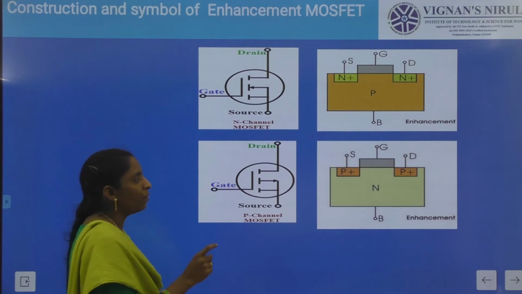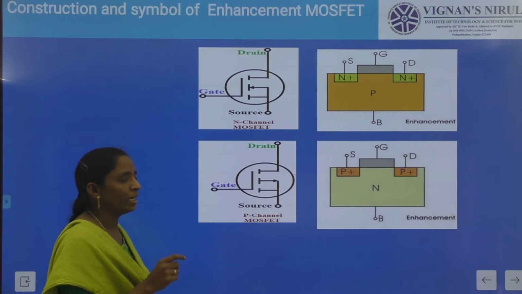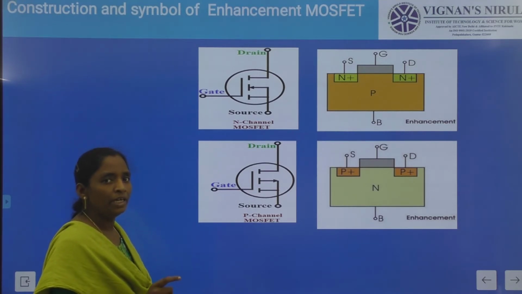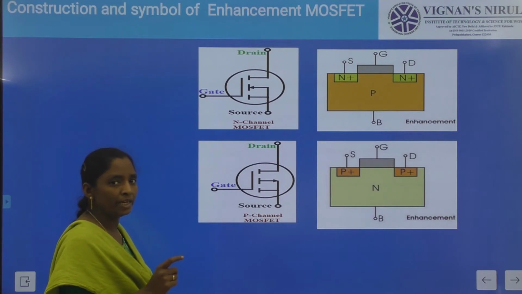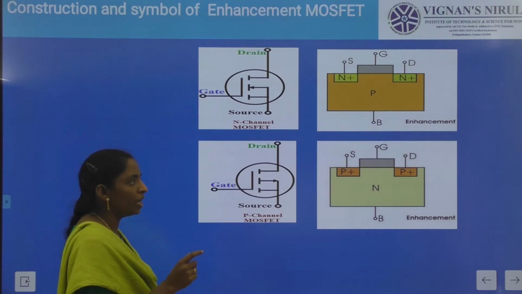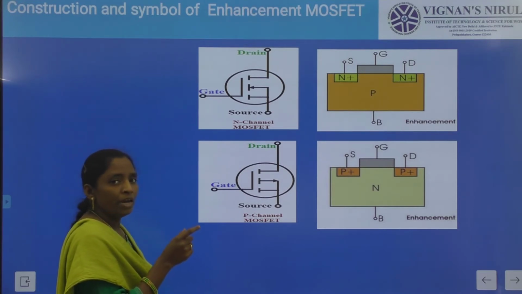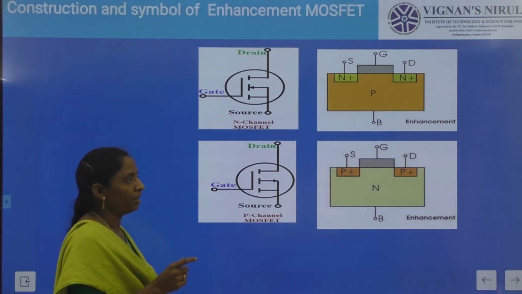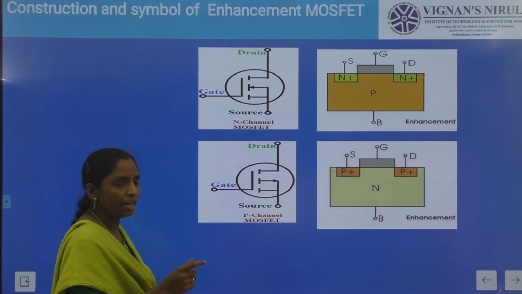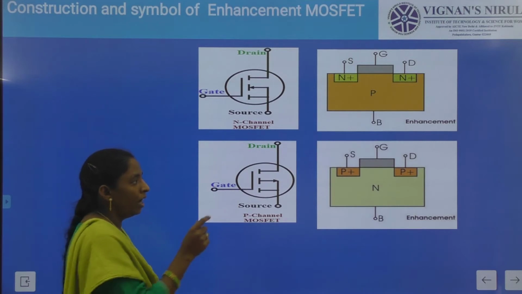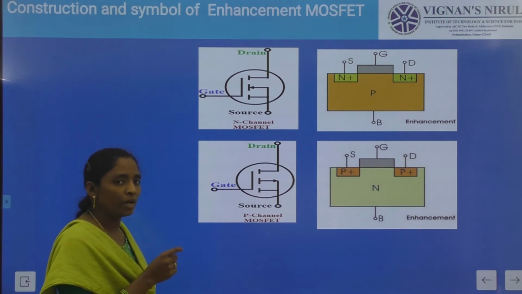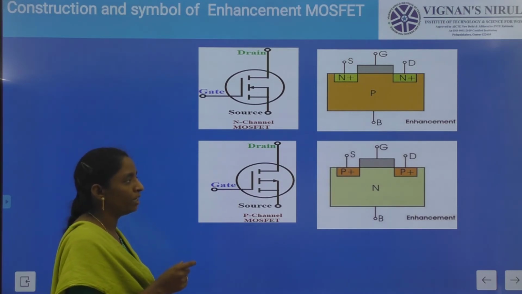Okay, and over there we have grown an SiO2 layer. It acts as an insulating material. After that, we are diffusing an aluminum layer. We take one terminal from that aluminum layer, which is called the gate.